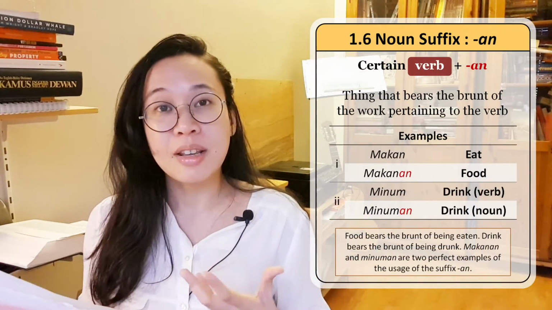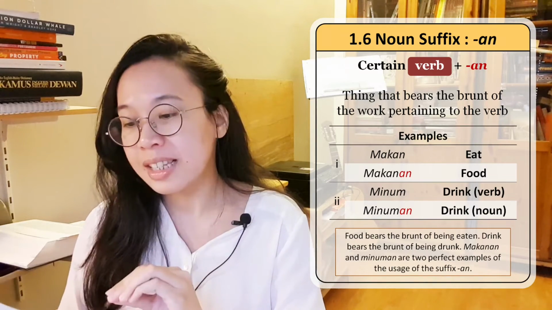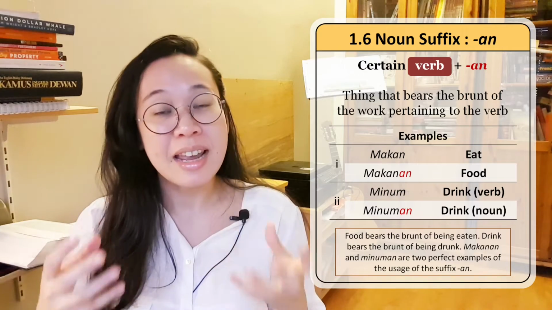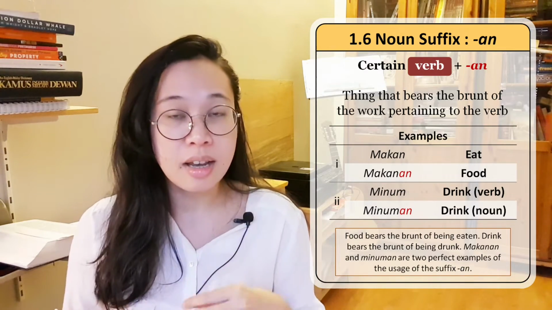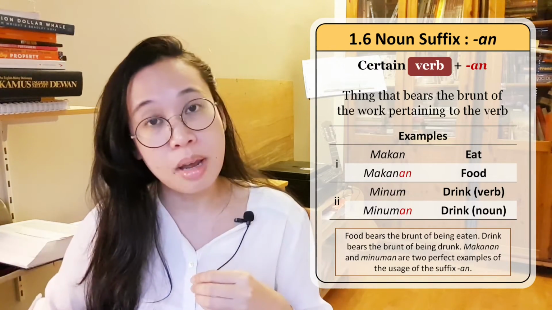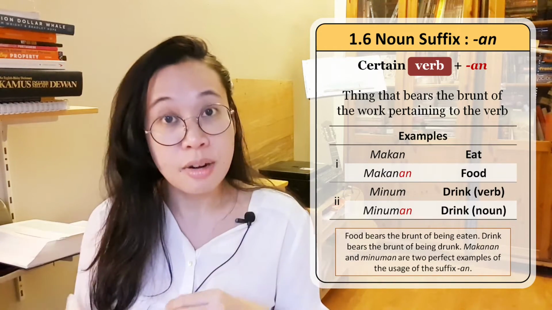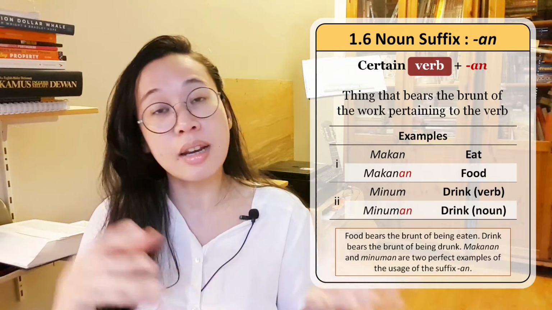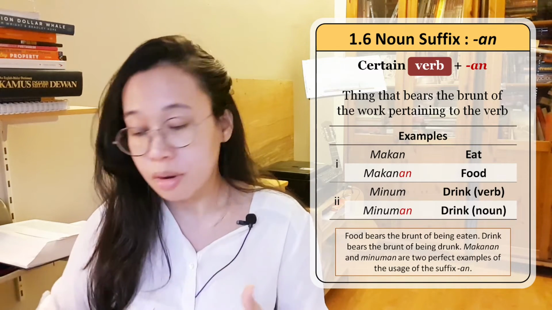In a way, makanan and minuman is also part of this meaning of an, because makan and minum means eat and drink. Makanan and minuman is food and drink. Okay, makan and minum is verb. Makanan and minuman is noun.